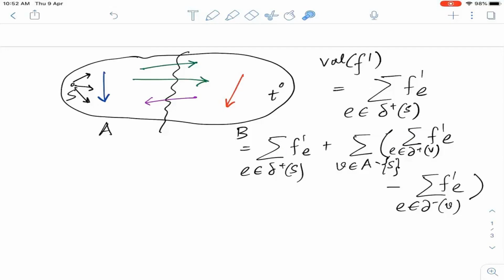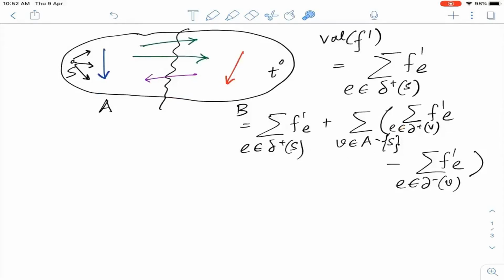So I started with the value of f prime. I know that the value of f prime is this quantity, but then suddenly I am claiming that this is equal to this quantity. Very good. So I have an answer, which is the correct answer. I'm just writing the flow conservation constraint for all the vertices in A except S. So this just follows from the flow conservation constraint.